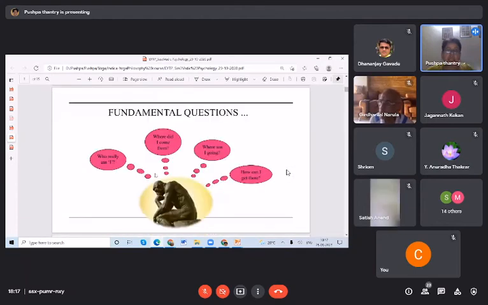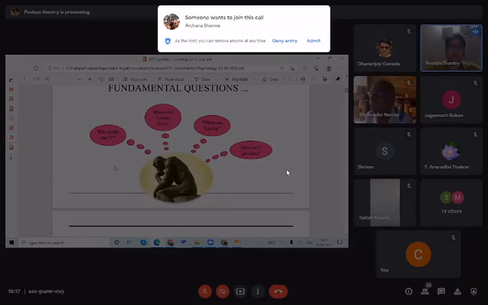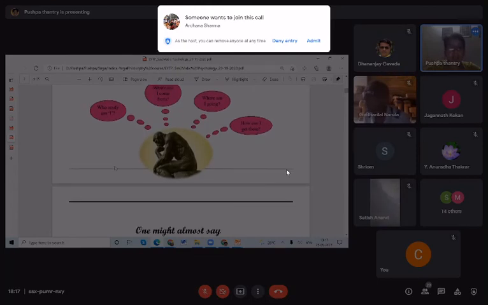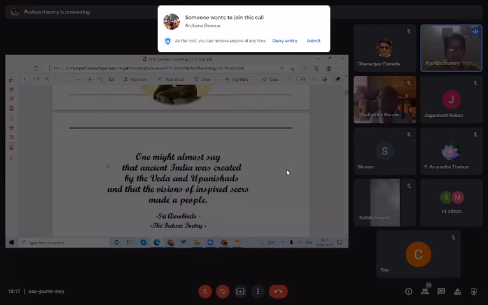So our ancient seers or rishis were in a very advanced state of being, where they were pondering on all these questions like, who am I? Where have I come from? What am I going to do? What is the purpose really of my life? And how can I get there? These are the fundamental questions that they were asking. And there are different answers to that coming from the Upanishads.